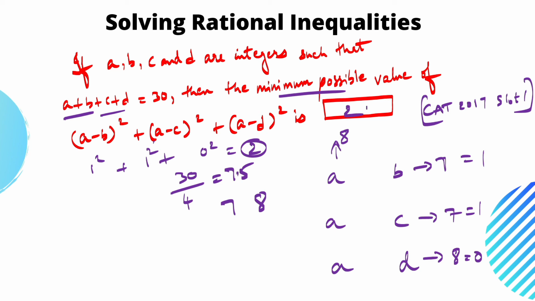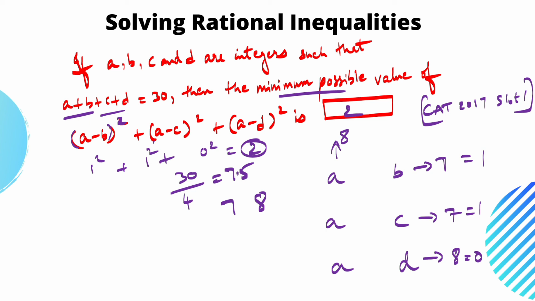So 2 is the minimum possible value. You can also try it for 8, you can interchange the values, but it won't satisfy the given expression, because here we have square roots, perfect squares, hence all the values must be positive. Even if you get negative values, that will be positive at the end, right?